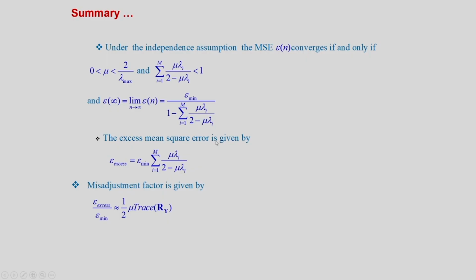Now, the excess mean square error is given by epsilon excess, which is equal to epsilon min times the summation of mu lambda i divided by 2 minus mu lambda i, going from 1 to m. And the misadjustment factor, that is the excess mean square error divided by epsilon min, is approximately equal to half of mu times trace of Ry.